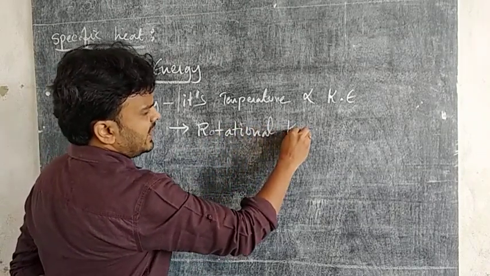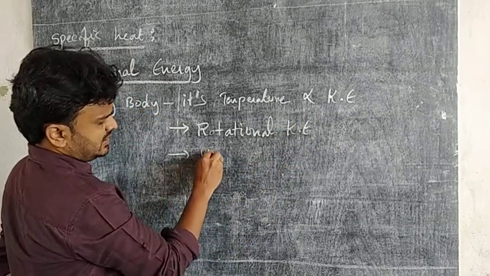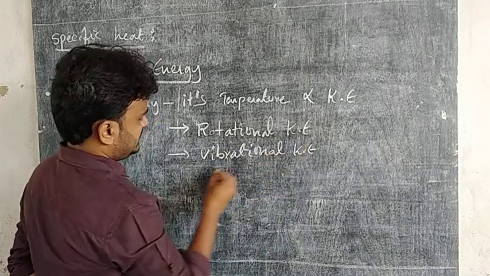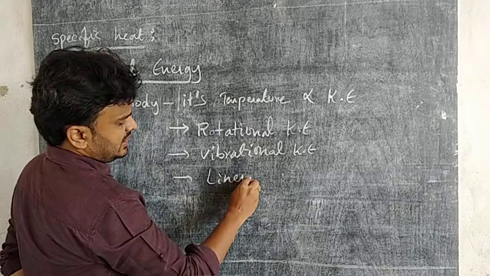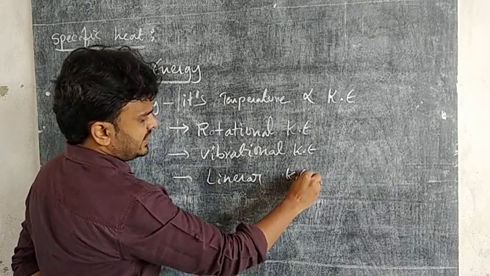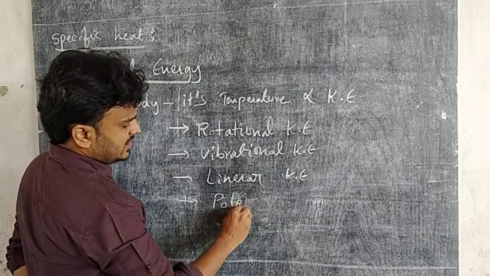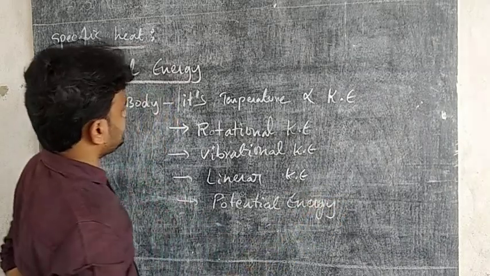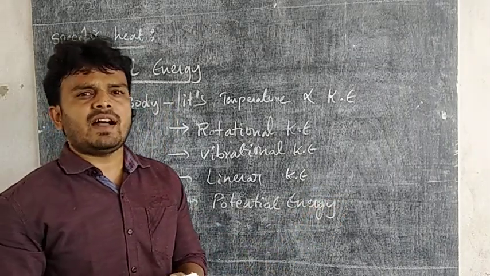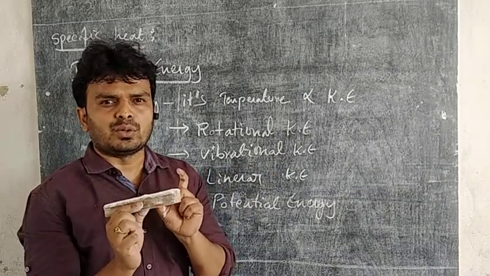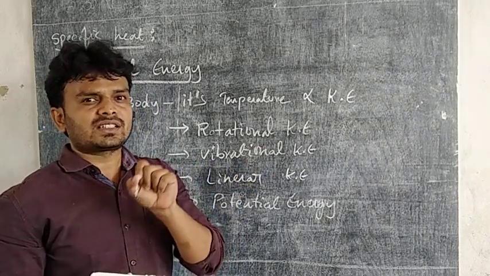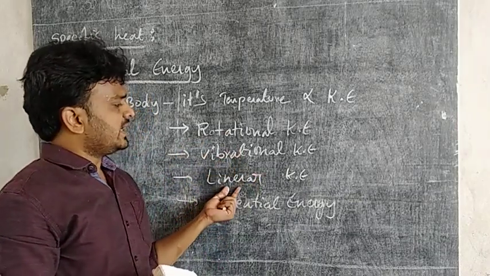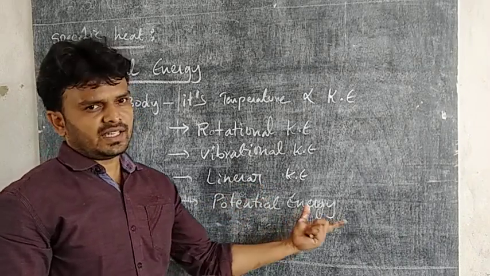Rotational kinetic energy, vibrational kinetic energy, linear kinetic energy, and potential energy. Clear? Any system that has molecules, in between the molecules there exists some kind of energy. What are the types of energy? Rotational kinetic energy, vibrational kinetic energy, linear kinetic energy, potential energy.